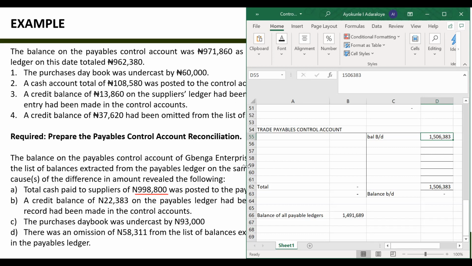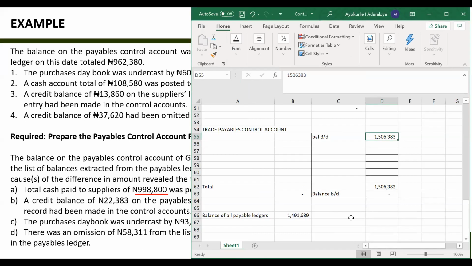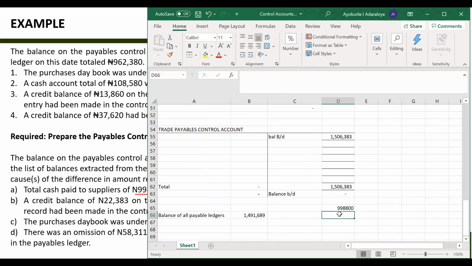Okay, so let me write the two amounts out here so that we can focus on the Excel. The real amount is 998,800, right? What they posted in the account was 971,800. Did you get that part? Yes, sir.